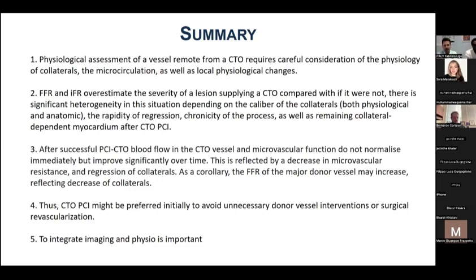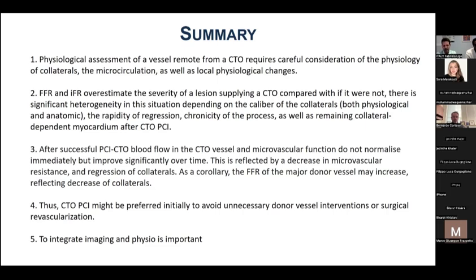After successful CTO PCI, blood flow in the CTO vessel and the microvascular function do not normalize immediately. They increase, but do not normalize, though they improve significantly over time. This reflects a decrease of microvascular resistance and regression of collaterals. As a corollary, the FFR of the measured donor vessel may increase, reflecting the decrease of collateral steal.